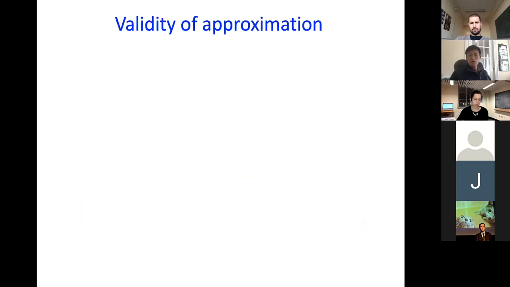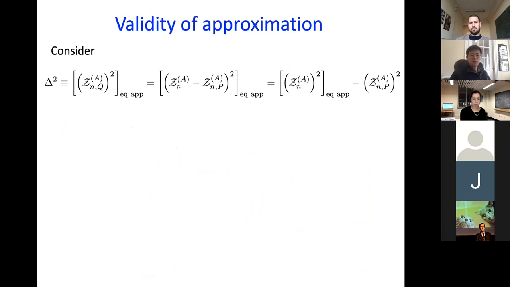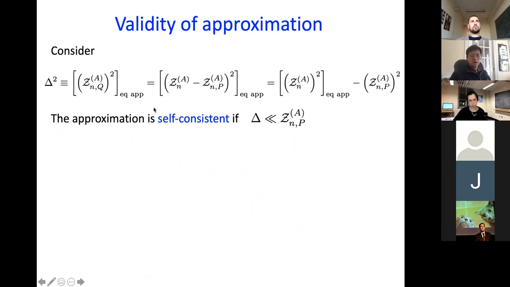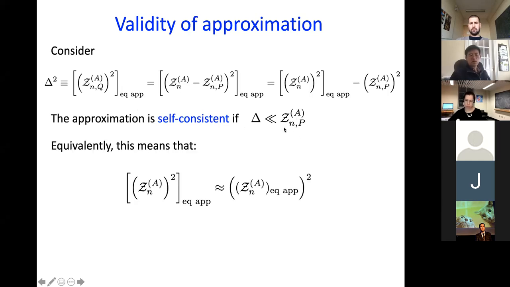Honk, 5-minute warning. Oh, okay, good. So now you can check the validity of the approximation. Consider the part we throw away, this Z_Q, look at its square, and apply the equivalent approximation to the part we throw away. This provides a self-consistency check: the part you throw away should be much smaller than the part you keep. This criterion is also the same as requiring that your equivalent approximation commute with the factorization. You find that this approximation is self-consistent when the number of degrees of freedom is sufficiently large. Remember, Z1 is the partition function, so the correction is suppressed by one over the square root of your partition function.